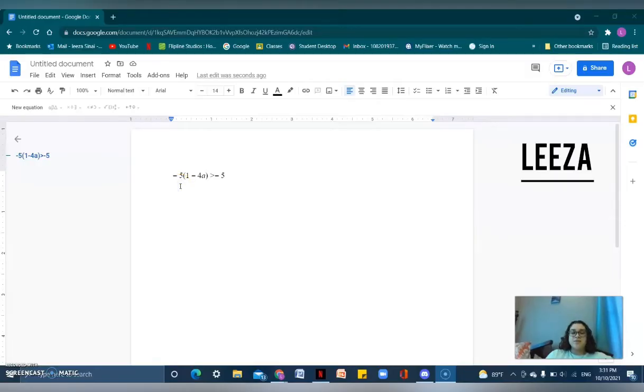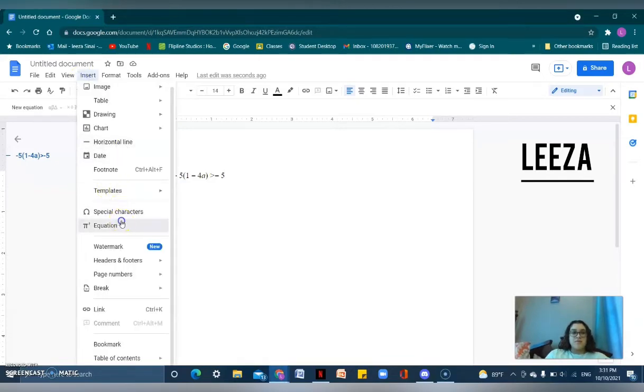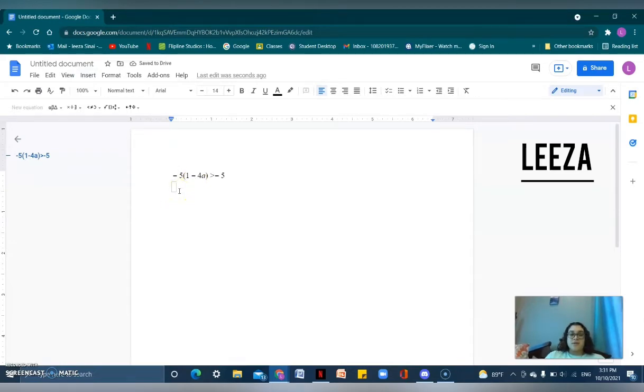The example I will be showing today is negative 5 open bracket 1 minus 4a close bracket is greater than negative 5. So in order to solve this, we will be using distributive property. So negative 5 times 1 is negative 5, and negative 5 times negative 4a, when you multiply two negatives, it becomes a positive, so we will have 20a. Then we just bring down the greater than negative 5.